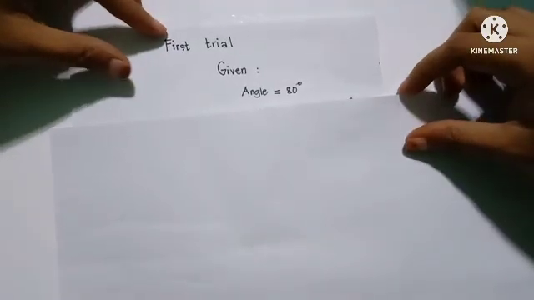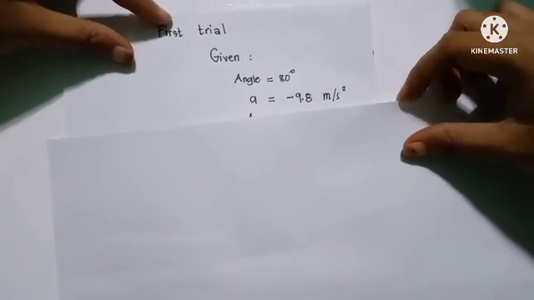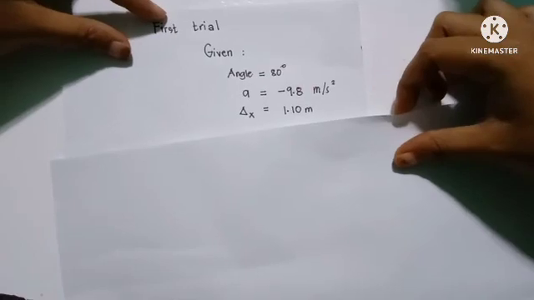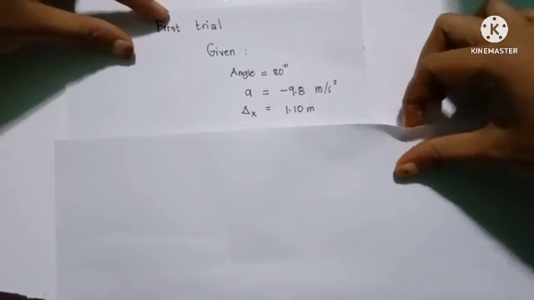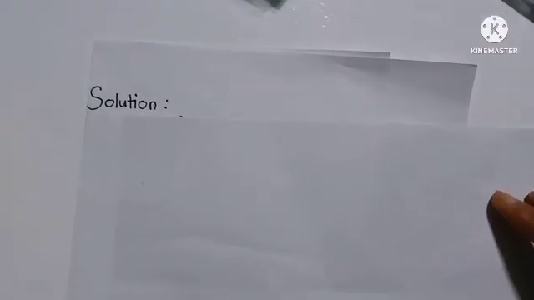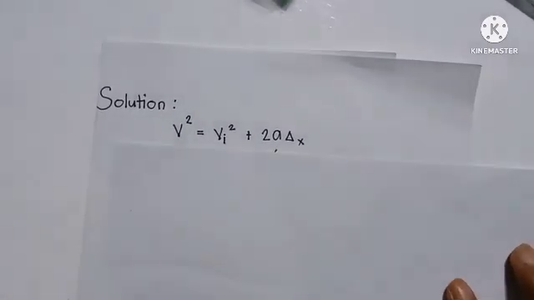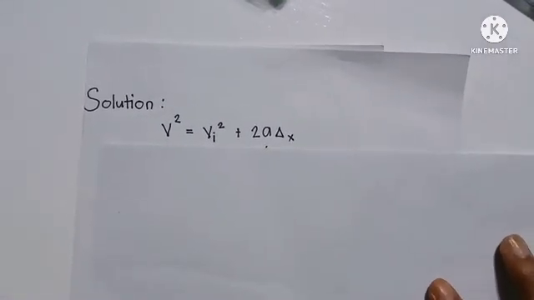Trial: given angle is equal to 80 degrees, acceleration is equal to negative 9.8 meters per second squared, delta x is equal to 1.10 meters. Let's proceed to the solution. To find the initial velocity, we need to use the formula given.